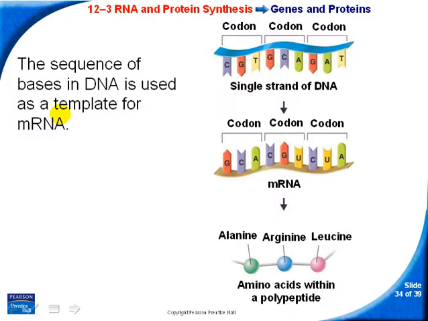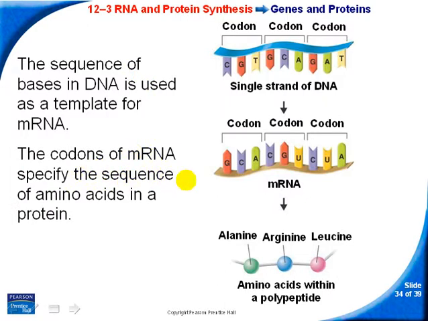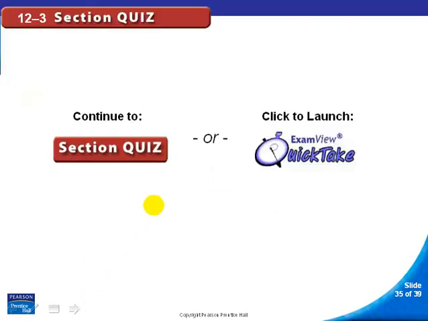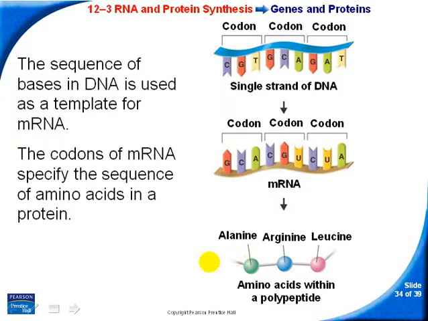So the sequence of bases in DNA is used as a template for messenger RNA. The codons in the mRNA specify the sequence of amino acids. And let me go back to this. And then once again, you put those amino acid chains together, and then we end up with a polypeptide.